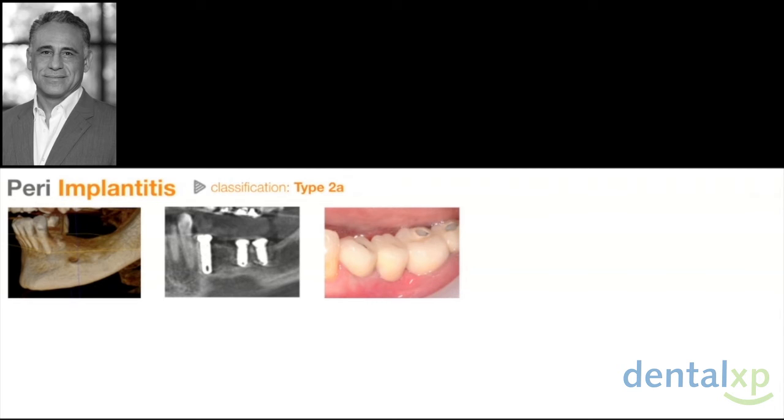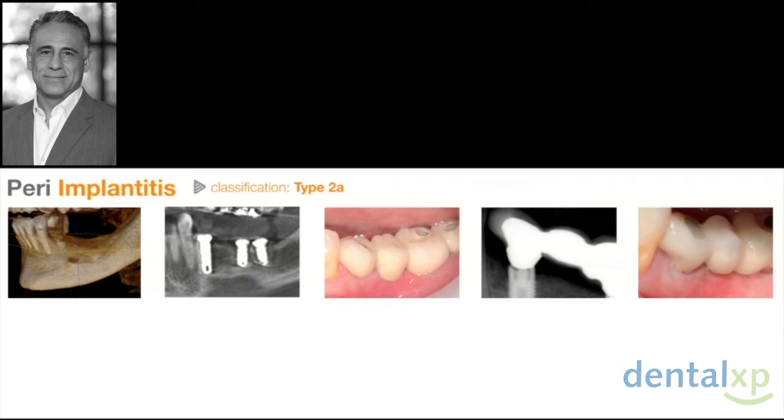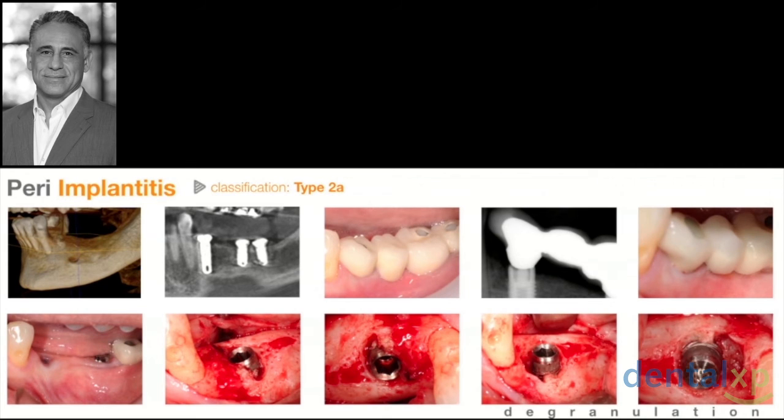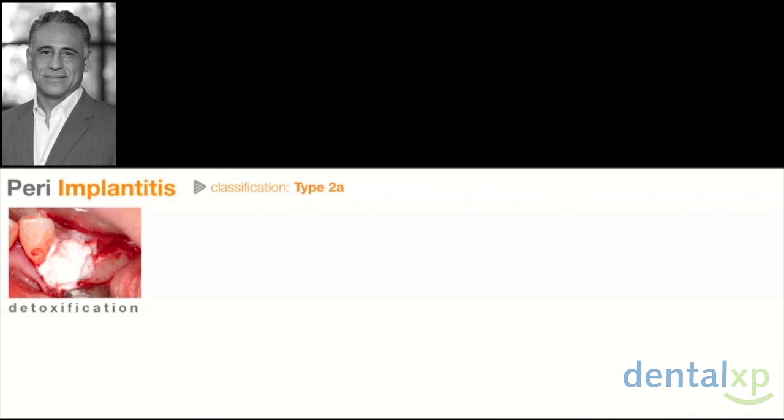The patient had the implants placed and restored, and due to poor position of the abutment and plaque retention, she started to develop some loss of crestal bone at the mesial aspect. Ultimately, the restoration was removed. The implant was uncovered. The granulation tissue was excised. The surface was treated, and the detoxification and degranulation was completed.